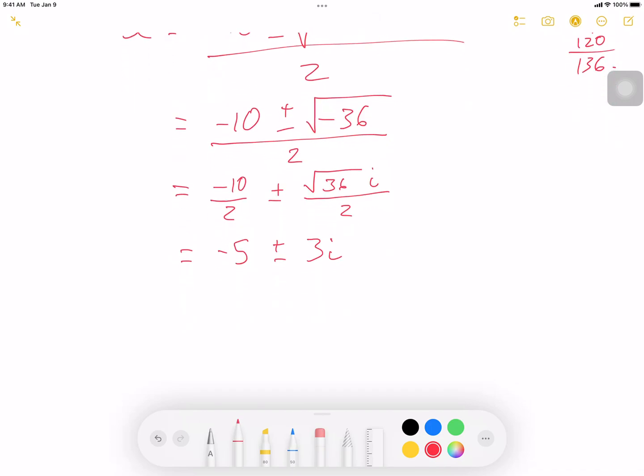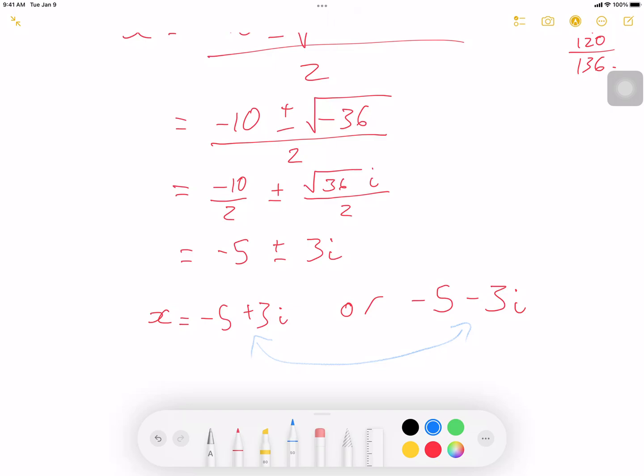One of them is going to be minus 5 plus 3i, and the other one is going to be minus 5 minus 3i. And what do we notice straight away? Oh look, he told us this was a video about conjugates, didn't he? So these two numbers are conjugates of each other.